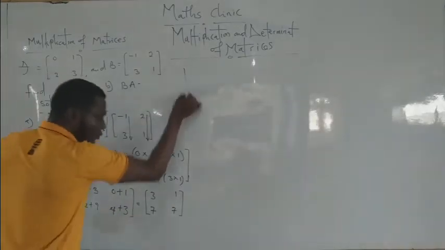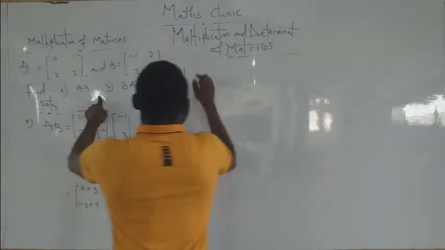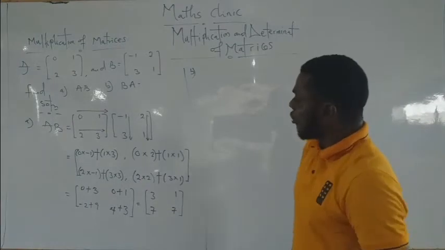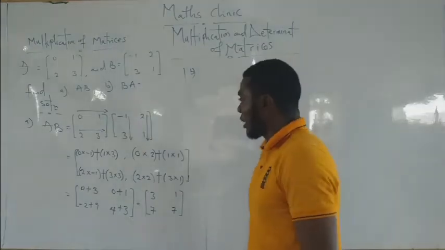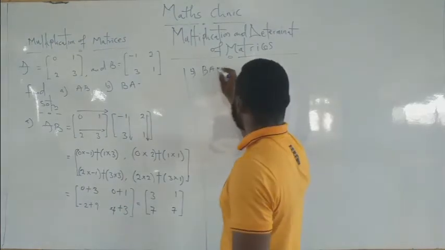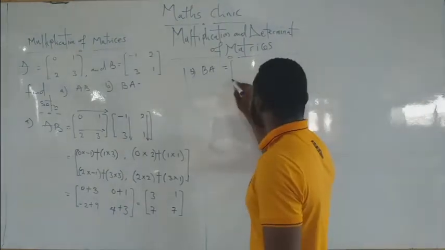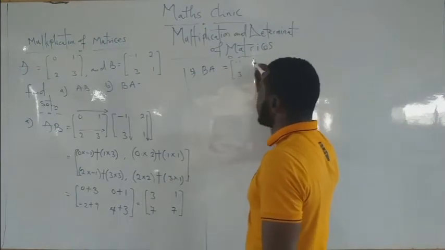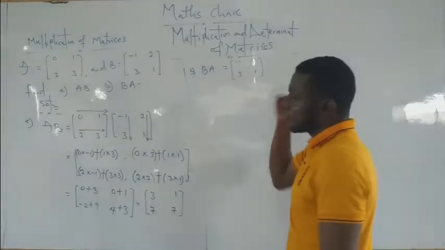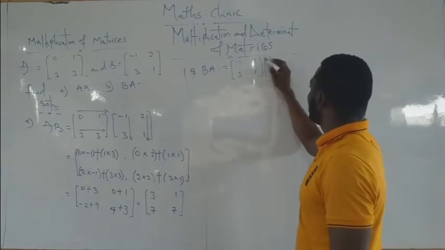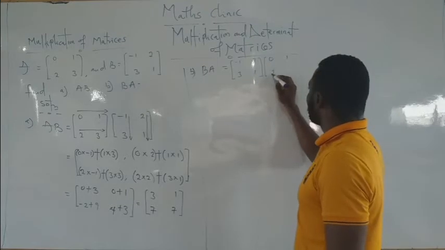Okay? Let's move to the other part now, part B. What are we asked to find in part B? We are asked to find BA. So B will come first. What's B? Minus 1, 2, 3, 1, followed by A. A is 0, 1, 2, 3.